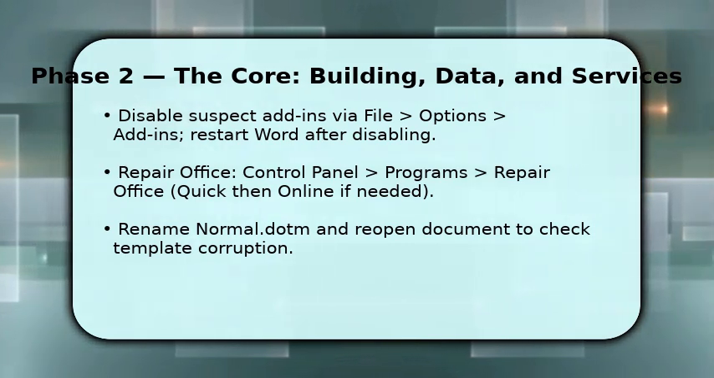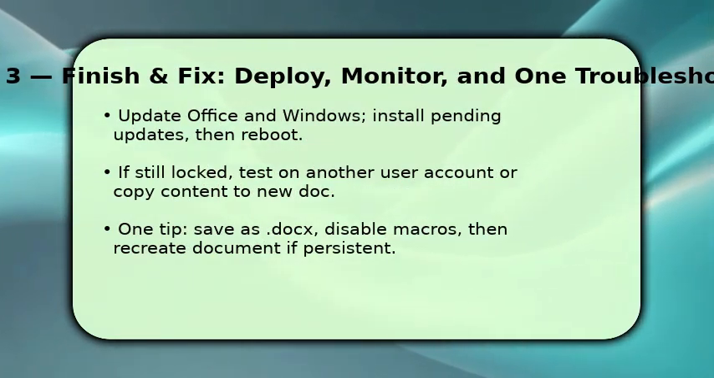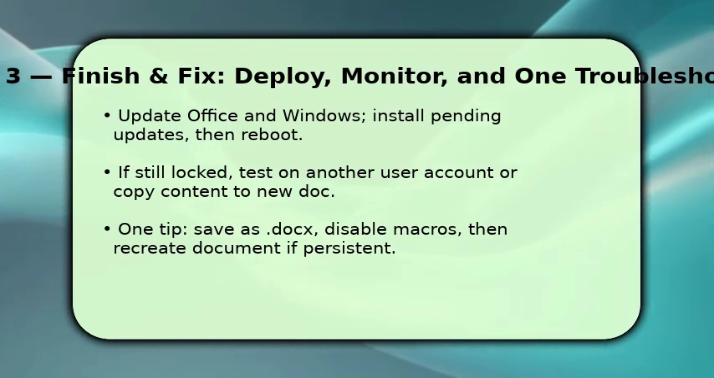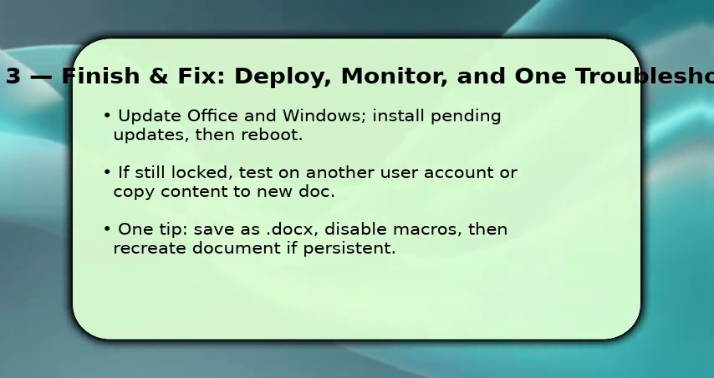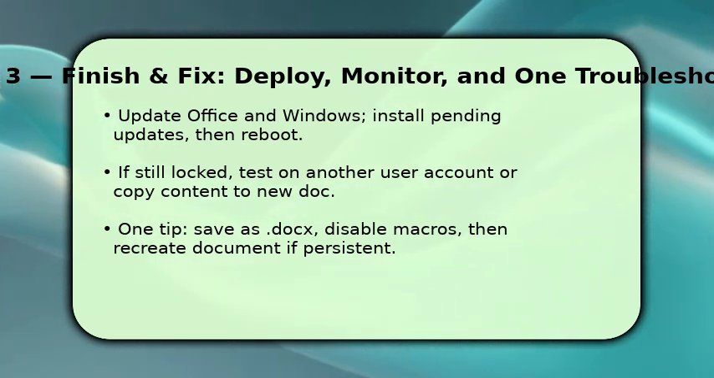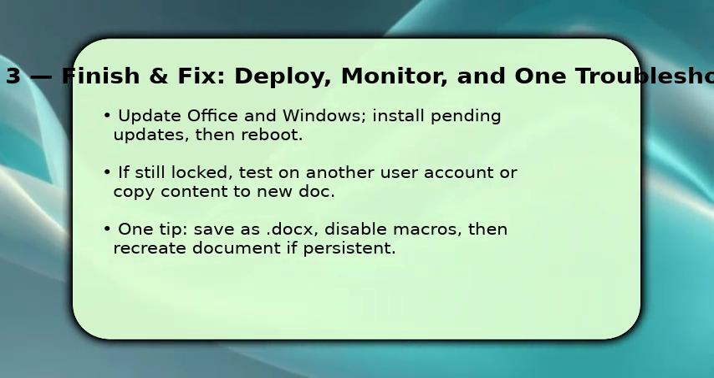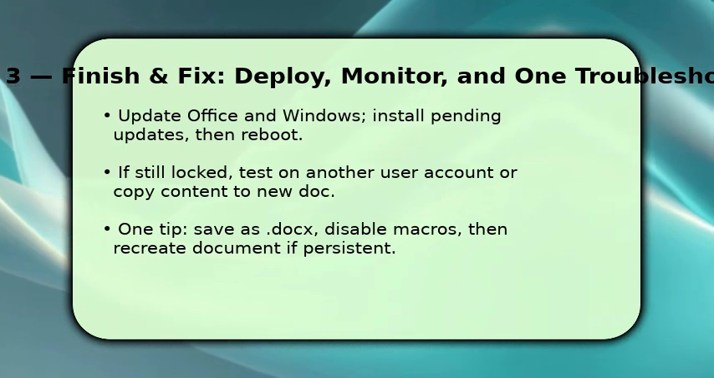Finish by updating Office and Windows, then reboot. Updates can patch selection bugs. If the problem persists, open the file under a different Windows user or copy the content into a new .docx to rule out profile or file corruption. Make sure macros are disabled when testing. If nothing works, uninstall and reinstall Office as a last resort.